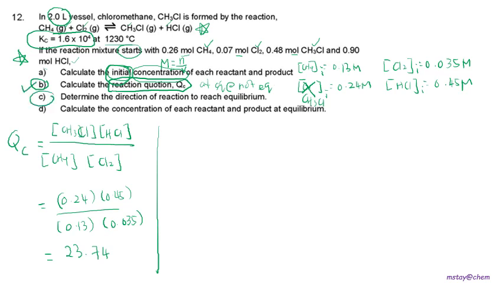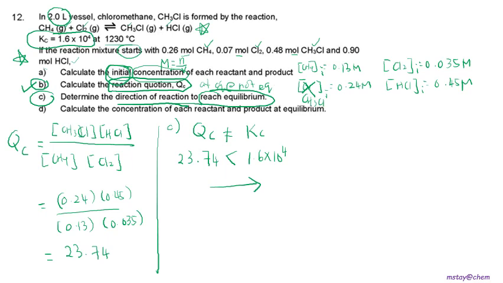Question C, next we are going to determine whether the reaction will shift to the left hand side or right hand side in order to reach equilibrium. When we want to answer this question C, we are going to compare Qc with the Kc. The value for Qc is 23.74, while Kc is 1.6 × 10^4. So Qc and Kc are not equal, which means they are not at equilibrium. If we compare which one is greater, the value of 1.6 × 10^4 is greater. So that means at this moment the reaction is going to shift to the right to achieve equilibrium.